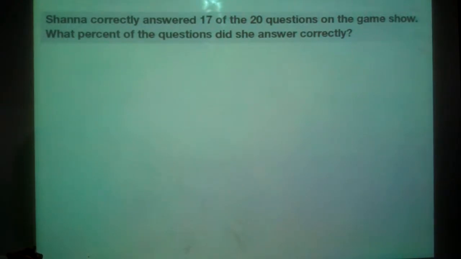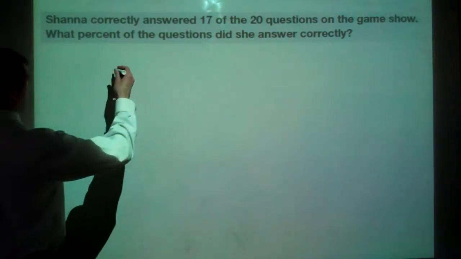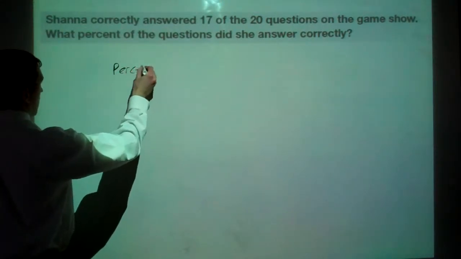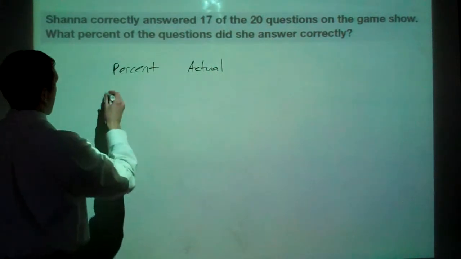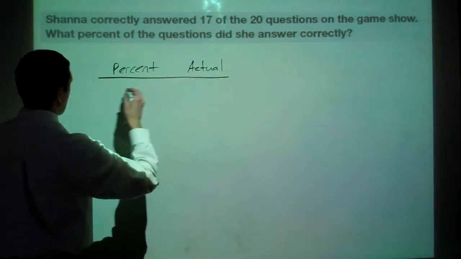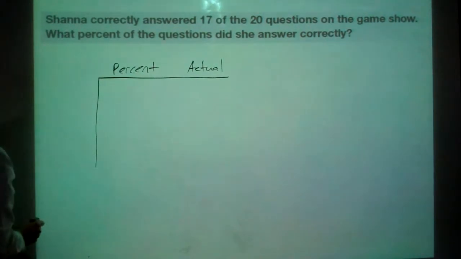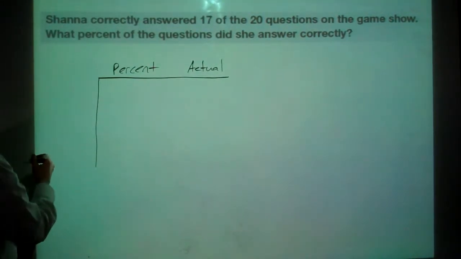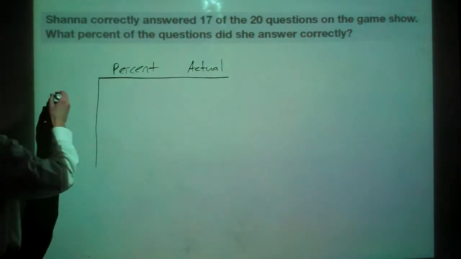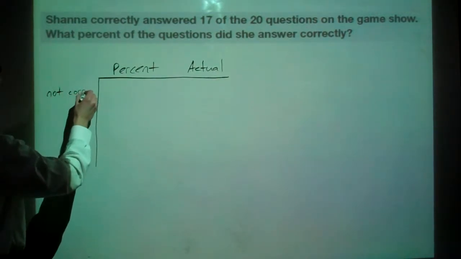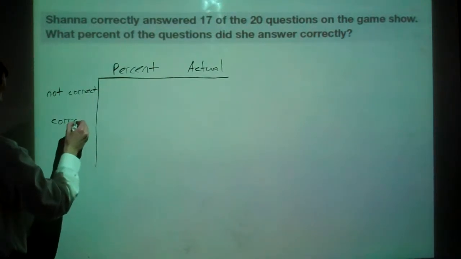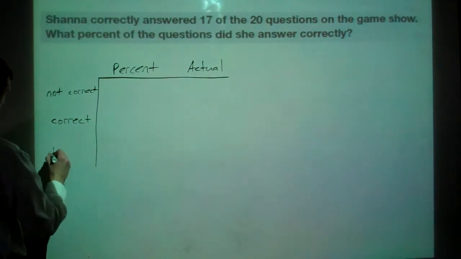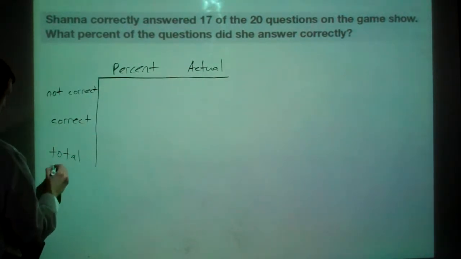So now we're looking for the percent. So we have an actual, so we want percent. Actual. And then we'll have a correct and not correct. So let's do not correct, correct, sorry, and total. Alright, so here's what we've got.